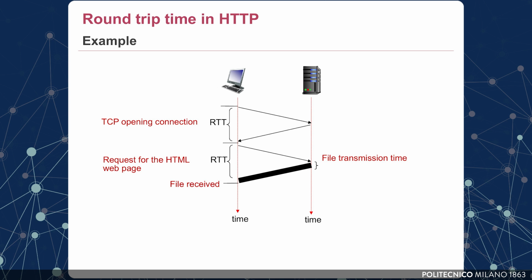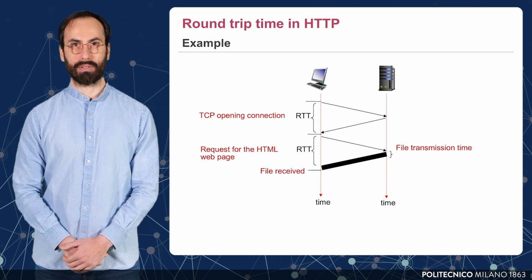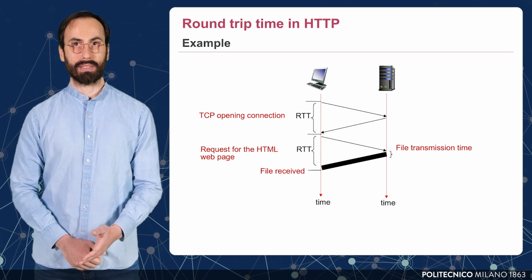Once the TCP connection is established, the client sends an HTTP request to the server, asking for the HTML content of the web page. This process involves another RTT, as the request travels to the server and the server begins sending the response. After the server processes the request, it begins transmitting the requested file, for instance the base HTML document. The time required for this step is the file transmission time, which depends on the file size and the network's transmission speed. Finally, the client receives the requested file.